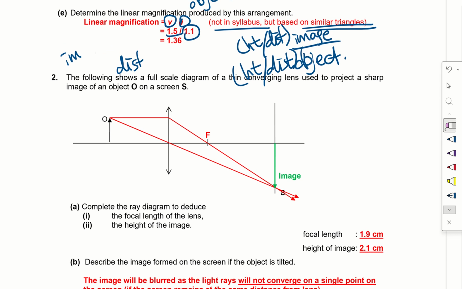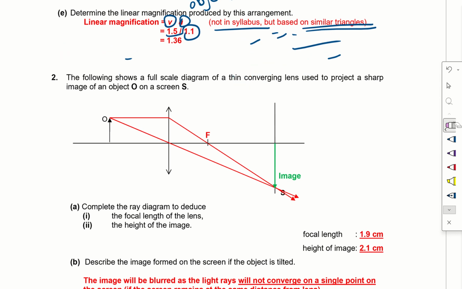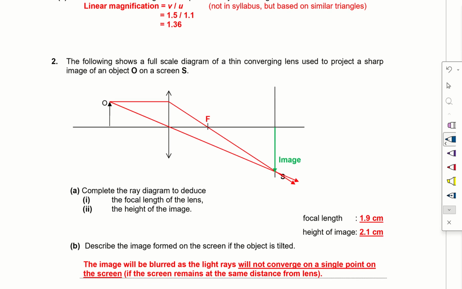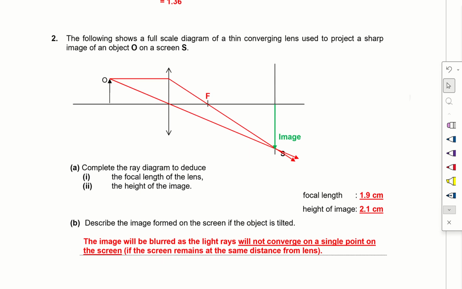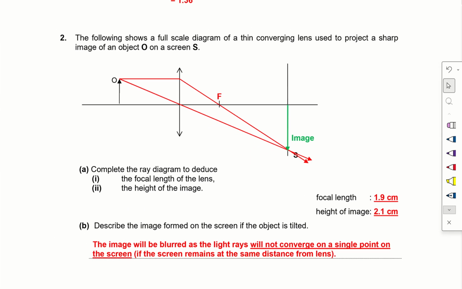Now for question 2, the following shows a full-scale diagram of a thin converging lens. So in our syllabus, mostly they will focus on thin converging lens. Okay, but they changed the sequence a bit. Now it is used to project a sharp image. That means this image is focus, right? It's in focus and it is on a screen S.